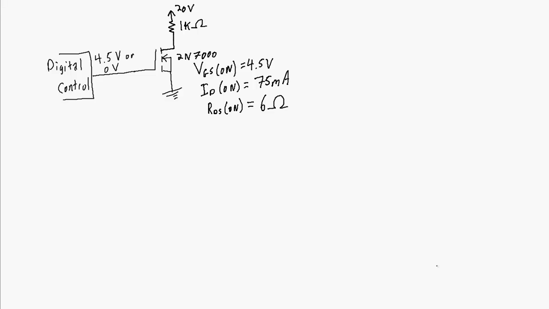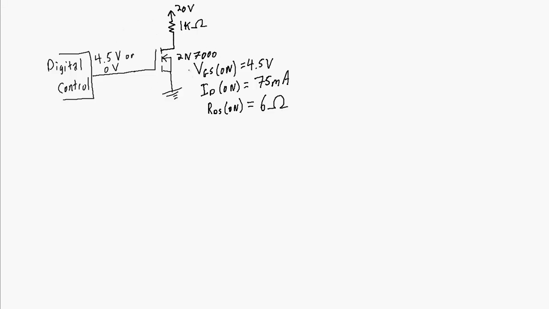So let's do one more example just to wrap up and to step through everything from the beginning again. You're given this particular circuit where you have digital control that's either 4.5 volts or 0 volts controlling the gate of this 2N7000 FET. And we've got a load of 1 kilo ohm that's being powered by 20 volts. The characteristics for the 2N7000 are that at a VGS on of 4.5 volts, you will get an ID on of 75 milliamps. Your RDS on will be 6 ohms.